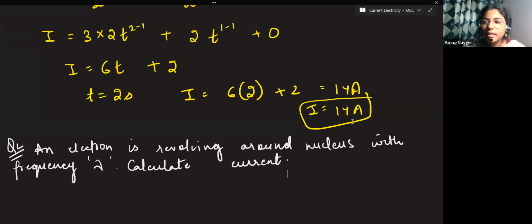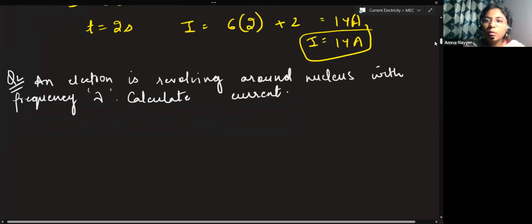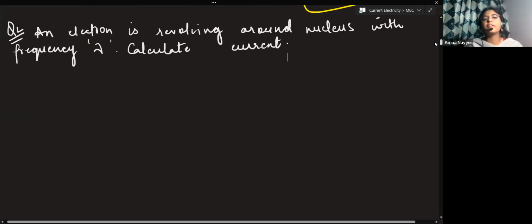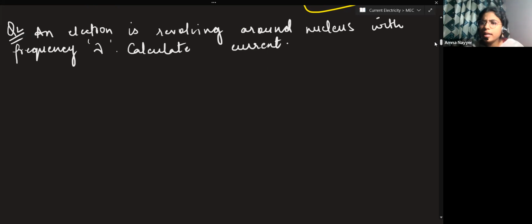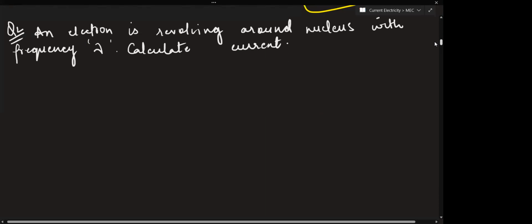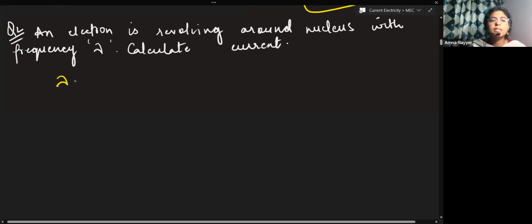Okay, the next question says, an electron is revolving around a nucleus with frequency nu. You have to calculate the current. So can anyone tell me what is the relation between time period and frequency? Time period and frequency. No one? Frequency is equal to 1 by time period. Good, correct. Frequency is basically 1 by time period.